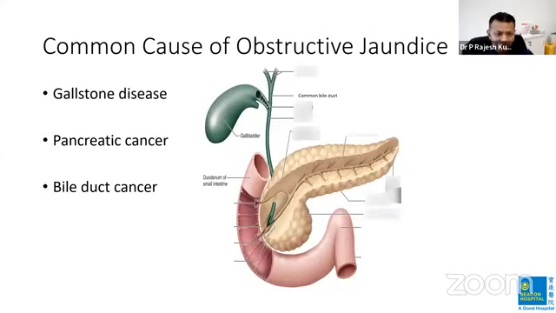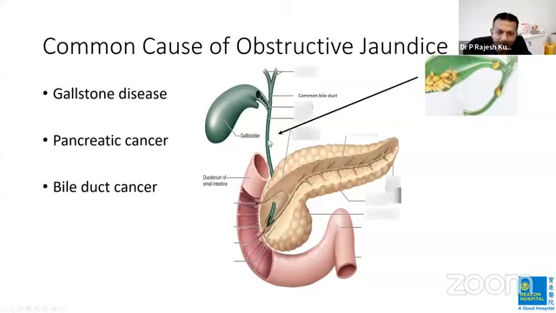All right. Now, so these are the three commonest problems, as I was telling. Number one, gallstone. Number two, pancreatic cancer. Number three, bile duct cancer. So if you look at gallstones, this is the gallbladder. So if there is a stone in the gallbladder, the stone can fall into the bile duct and it can block the bile duct. So the blockage will be anywhere along this line, and that can cause jaundice.